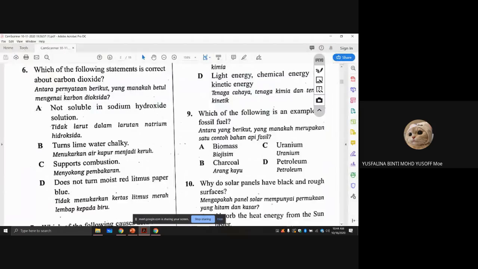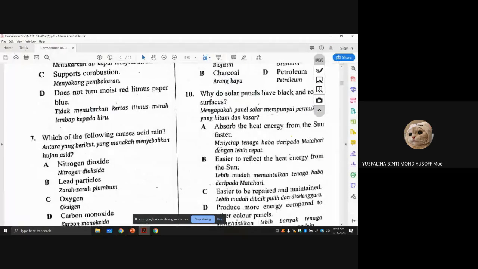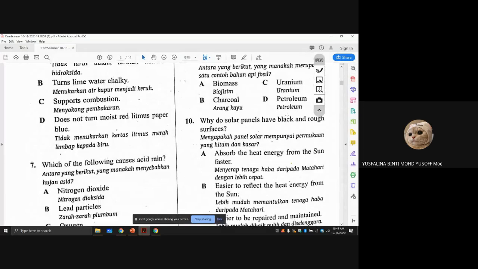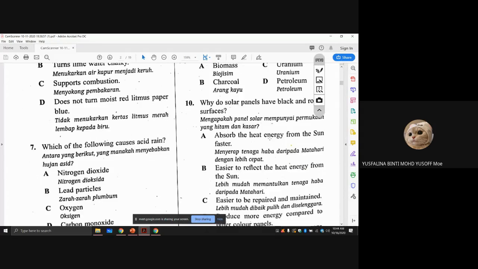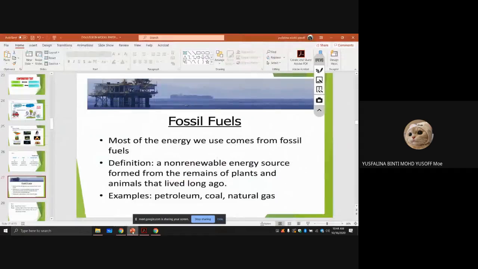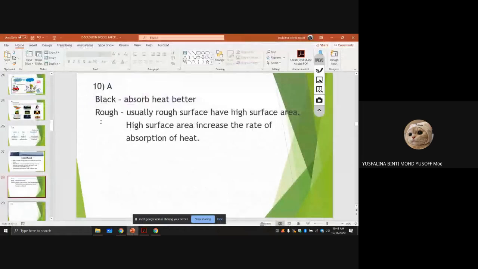Okay, next one, number 10. Why do solar panels have a black and rough surface? You know black absorbs energy, absorbs more energy. So the answer should be A, because black absorbs heat better.